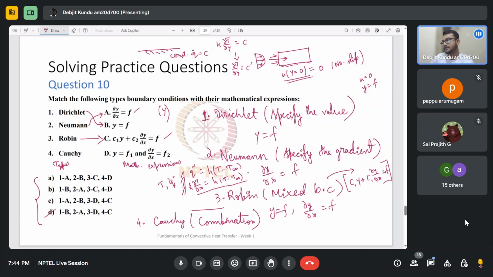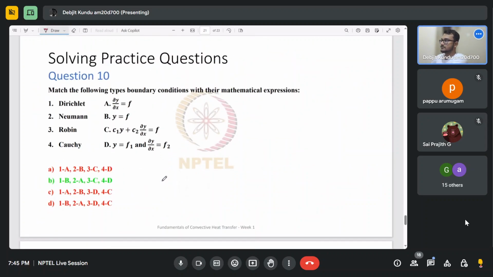And Cauchy is a combination, like you specify both the value as well as the gradient separately. At this moment, I can't think of any example of a Cauchy type equation, but yeah, in case there is a physical problem where you have to specify both, that is a Cauchy type boundary condition. So 4 would be D. Sorry for messing it up earlier. So it should be 1B, 2A, 3C, 4D. That is option B, as we can see in the correct option shown here.